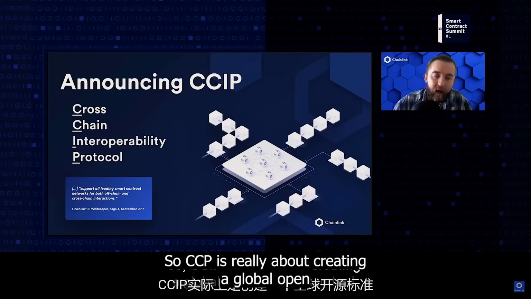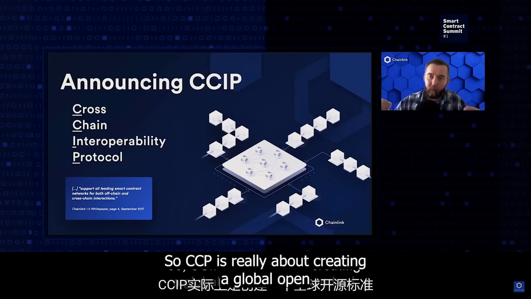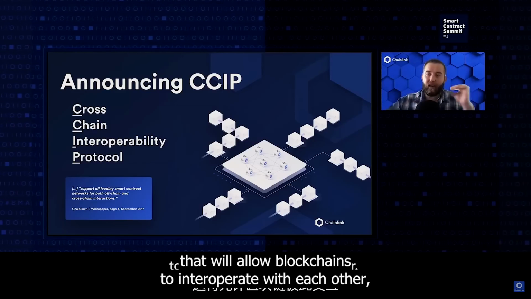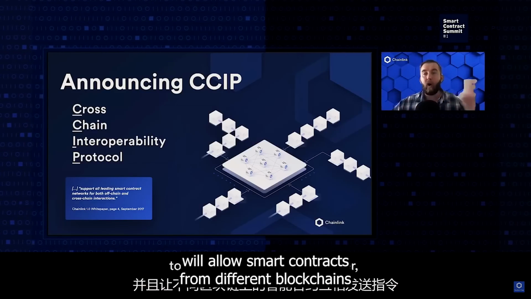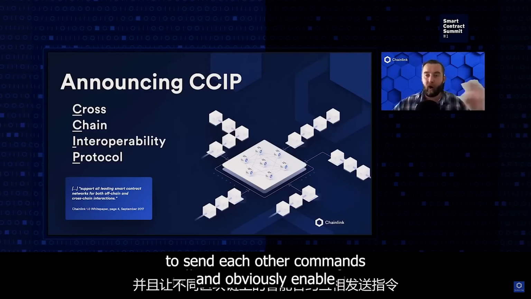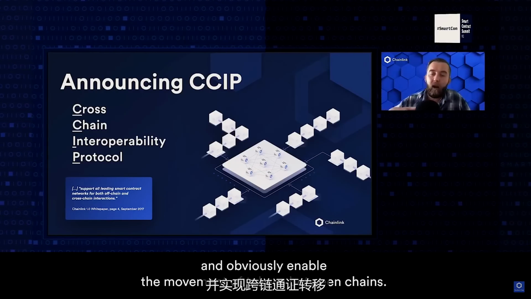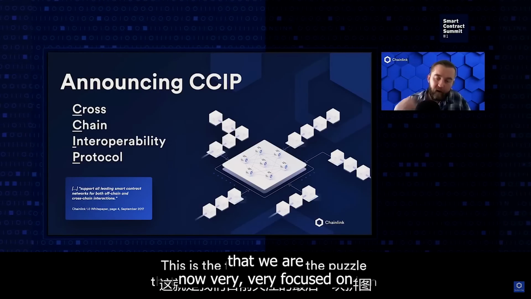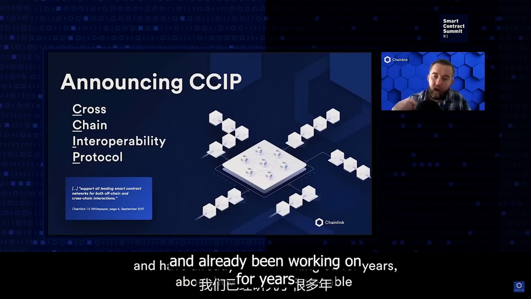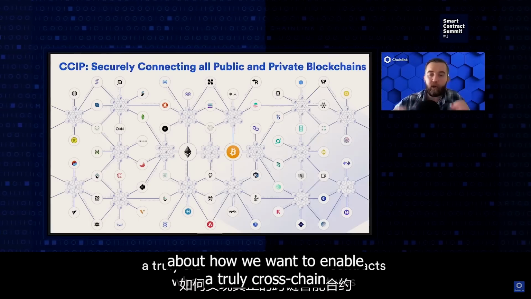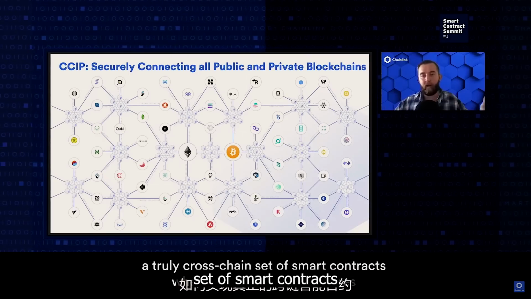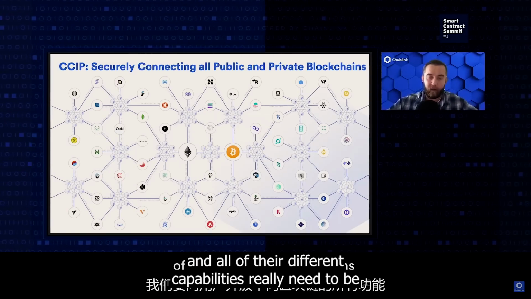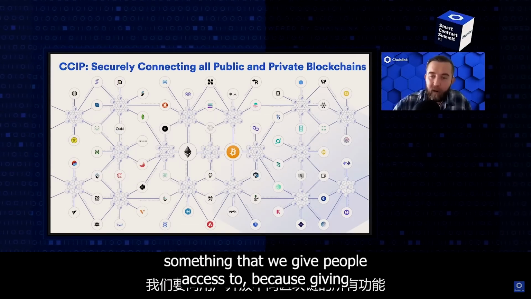CCIP is really about creating a global open source standard, such as TCP/IP or others, that will allow blockchains to interoperate with each other, allow smart contracts from different blockchains to send each other commands, and obviously enable the movement of tokens between chains. This is the final piece of the puzzle that we are now very focused on and have been working on for years: how we enable a truly cross-chain set of smart contracts, where all the different features and capabilities of all the different blockchains are something we give people access to.